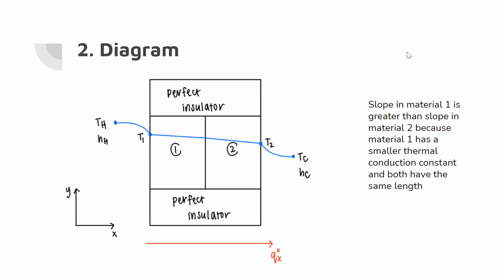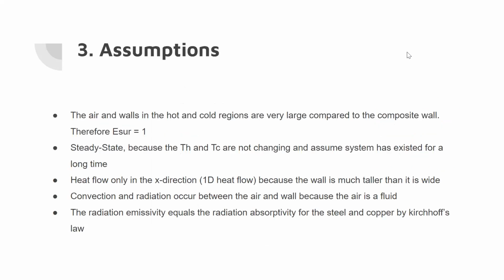So then we can see in this diagram, we have radiation into our metal, conduction through the metals, and then radiation out. We can also see that the slope in material 1 is greater than the slope in material 2, because material 1 has a smaller thermal conduction constant, and both have the same length.